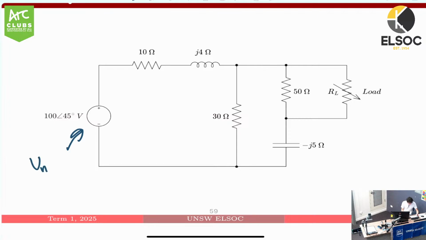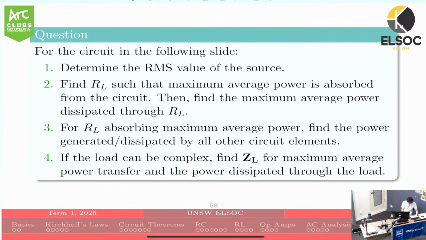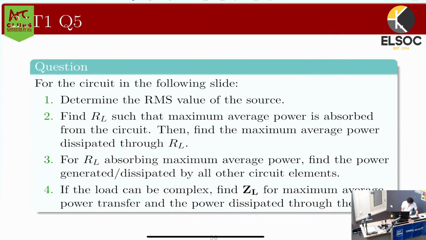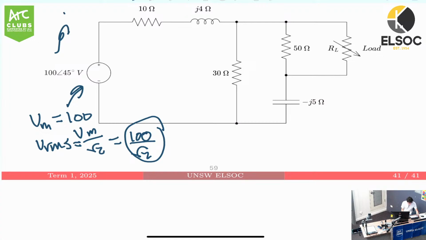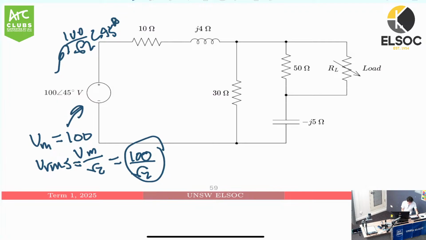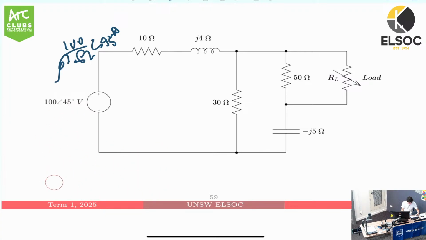We know Vm, which is the amplitude, is equal to 100. That means Vrms is just going to be Vm on root 2, which is 100 on root 2. So find the RMS value of the source. Therefore, this just becomes 100 on root 2 angle 45 degrees. That's it. Fairly easy mark right there. We just divide it by root 2. That's the easiest part of this problem.